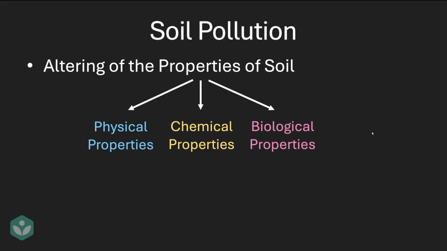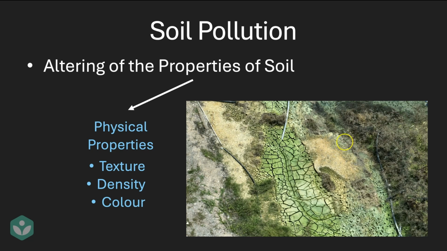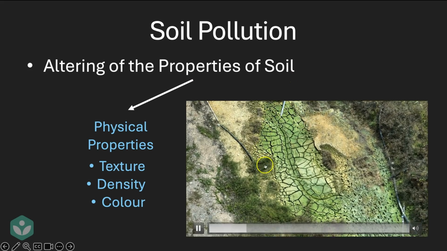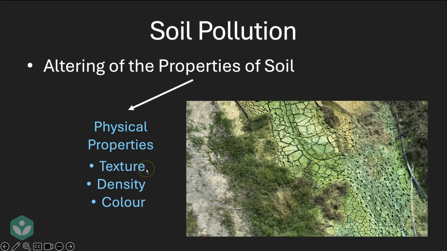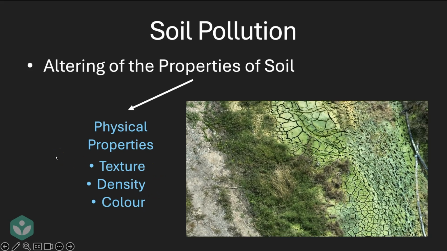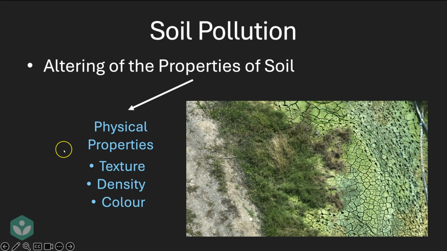Let's begin with discussing the physical properties. If we alter the texture of soil, that's called soil pollution. If we alter the density of soil, that's also called soil pollution. If we alter the color of soil, that's also altering a physical property and causing soil pollution. If you look at this video here, you can see that a large portion has been altered for color, density, and texture, right?